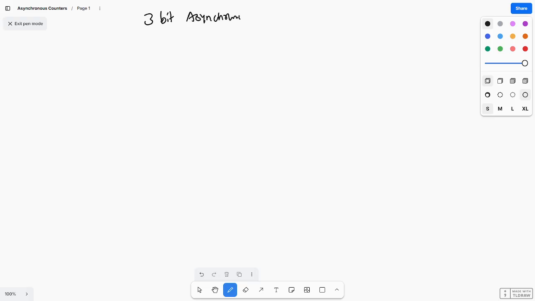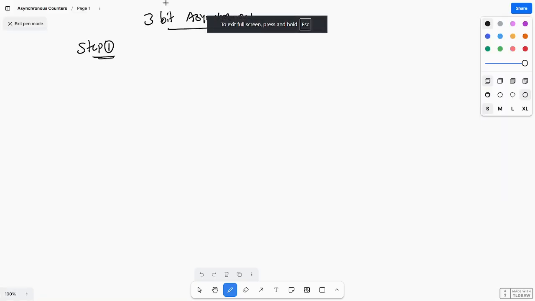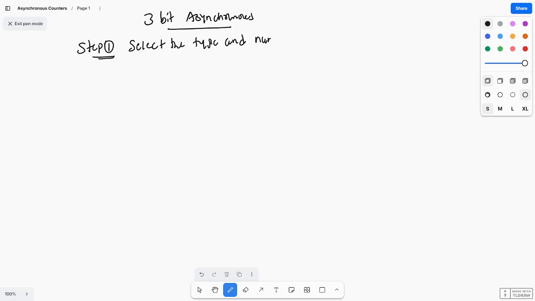Okay, 3-bit asynchronous counter. So basically there are steps, and you need to follow these steps. Step one: select the type and number of flip-flops needed.